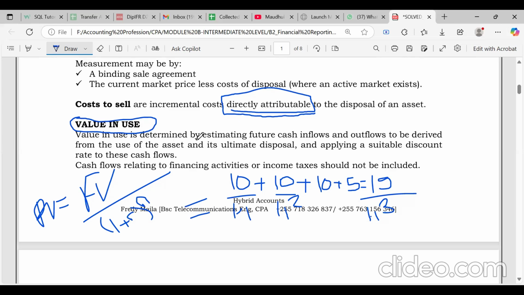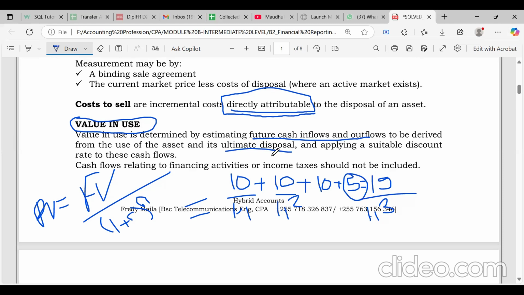Okay, so that's all. Now, that's why you can see the value in use is determined by estimating the future cash inflows and cash outflows. You have seen this 10, 10, and 15, to be derived from the use of an asset and the ultimate disposal. The ultimate disposal is these five, right?